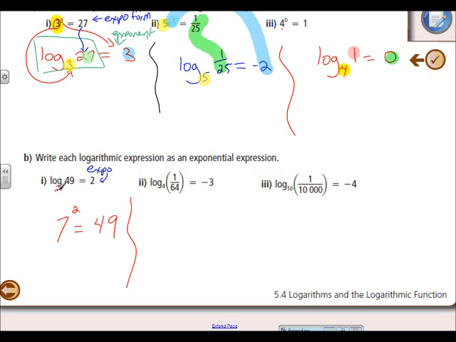Next one. The base stays as the base. The base was 4, so we got 4 to the negative 3 is equal to 1 over 64. Okay, base stays as the base. 10 to the negative 4 equals 1 over 10,000.